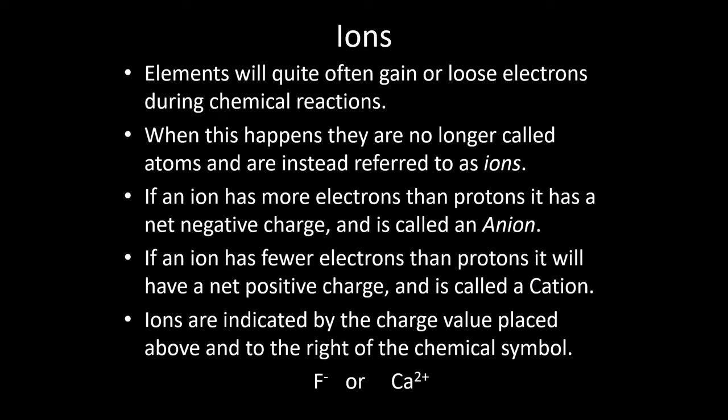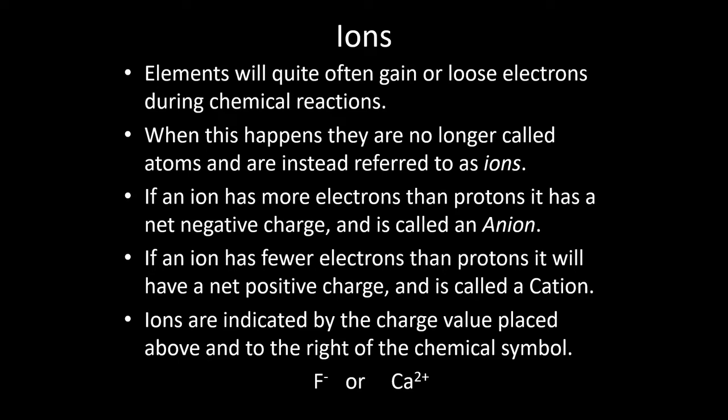Picking up where we left off, let's talk about ions. Elements will quite often lose or gain electrons during chemical reactions. When this happens, we no longer call those things atoms. We now refer to them as ions. And if an ion has more electrons than protons, which would mean that it has a net negative charge, we call those things anions. So again, if you have more electrons than protons, that will give you a net negative charge, and we call those anions.